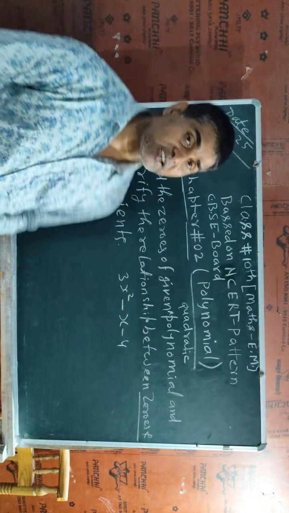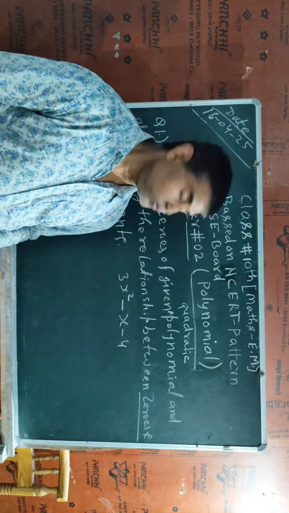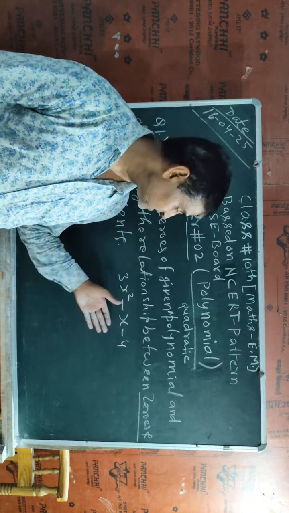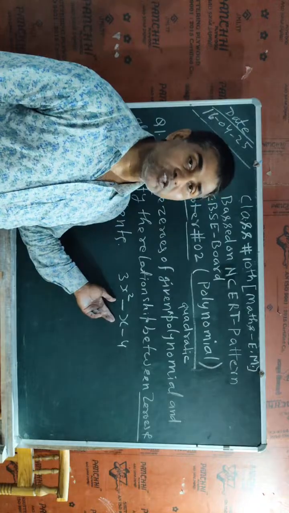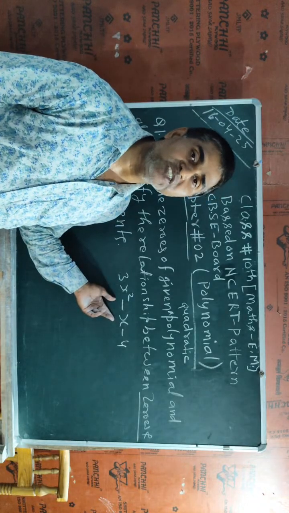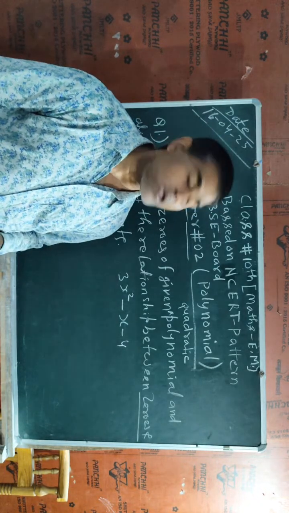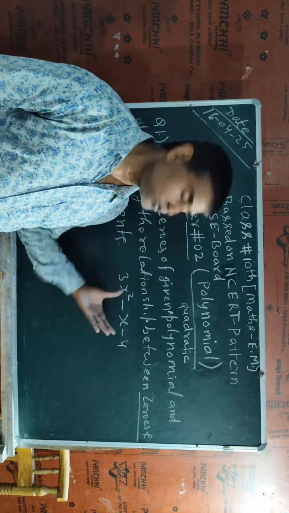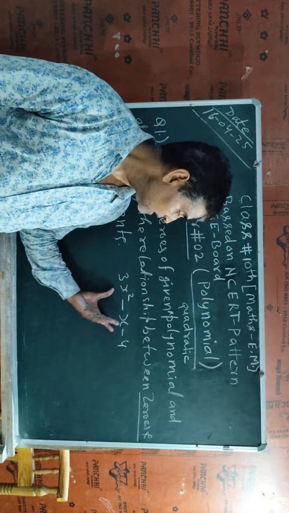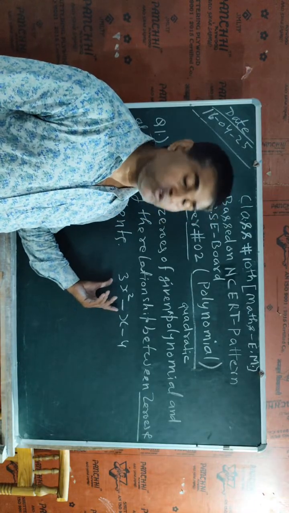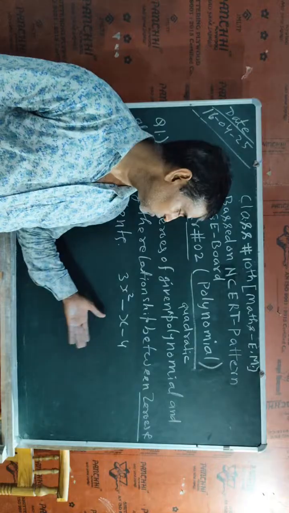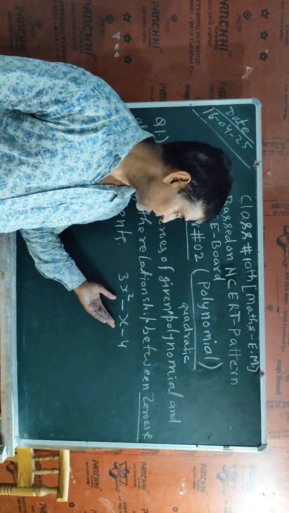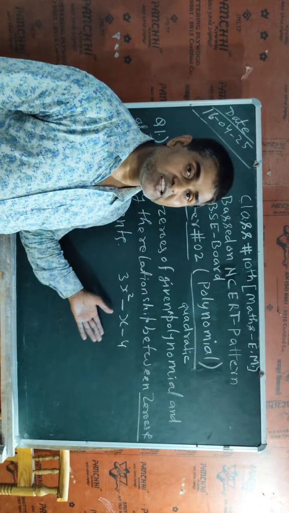You have to use the same concept for getting its zeros value. Its zeros value means its root value. First of all, you have to suppose f of x is equal to this polynomial, and for getting its zeros value, you will put f of x is equal to 0. After simplifying, you will take its factor. After getting its factor, then you will take its zeros value.